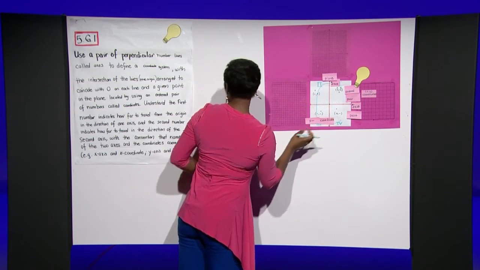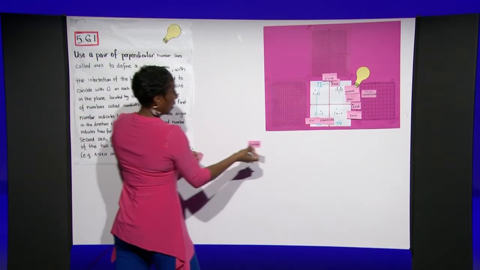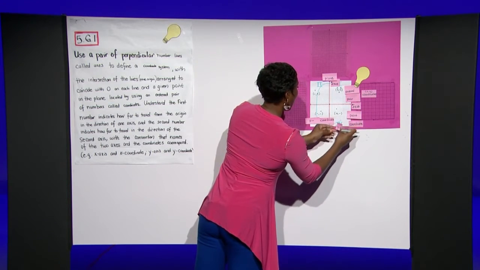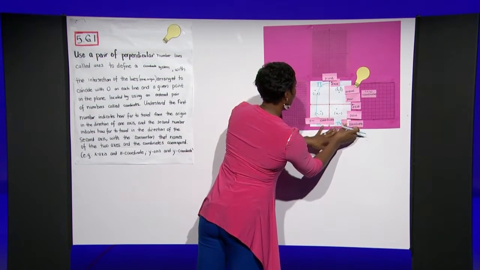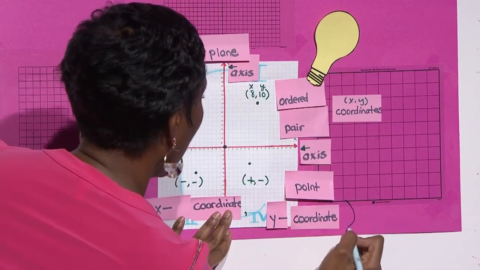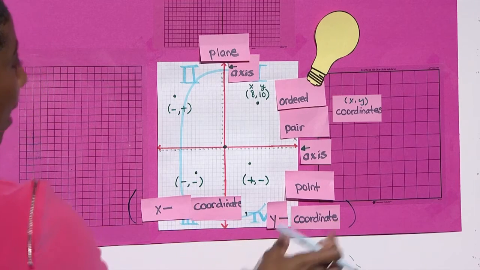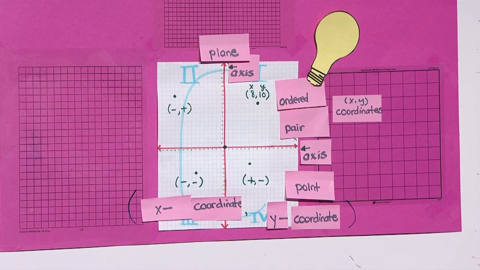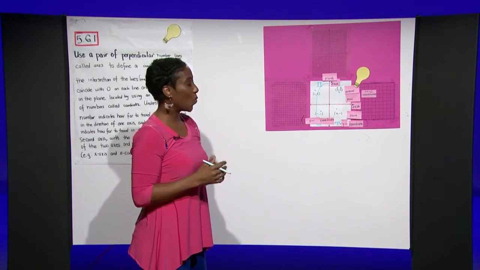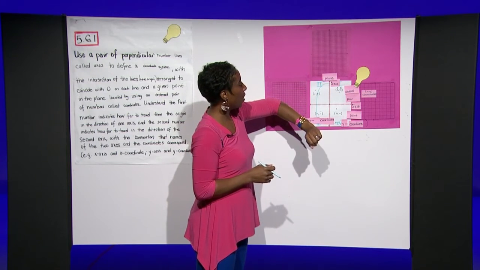So here's my x coordinate. And when I put my x coordinate with my y coordinate, I get what's called an ordered pair, x coordinate and y coordinate. So in 5th grade, we only focus on one of the quadrants while we're still learning about the coordinate system. So let's focus right here just on quadrant number 1.